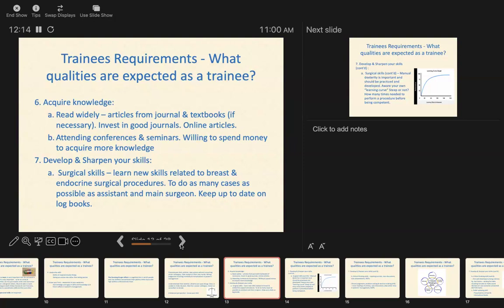Next is what sort of skills need to be done. I'm glad to see a new format of training, which is more objective. A lot of assessment during the training itself, so that you can catch which part of the trainee's weaknesses before it gets too late. So you need to learn new skills related to breast and endocrine surgical procedures, and nothing beats doing more cases. So you usually have to scrub more cases, either as assistant, or maybe run some of the cases on your own, right? And you need to keep a logbook.